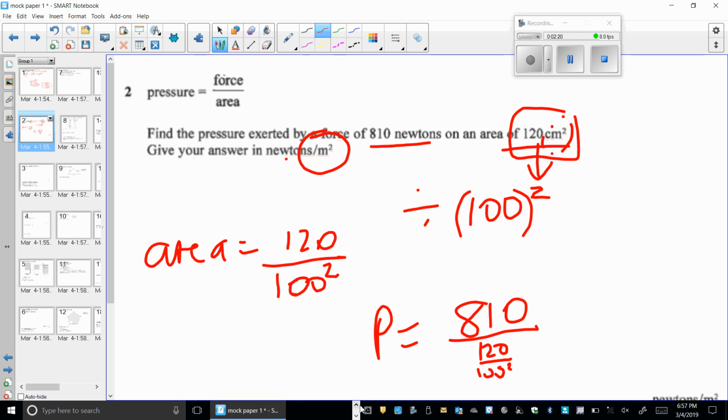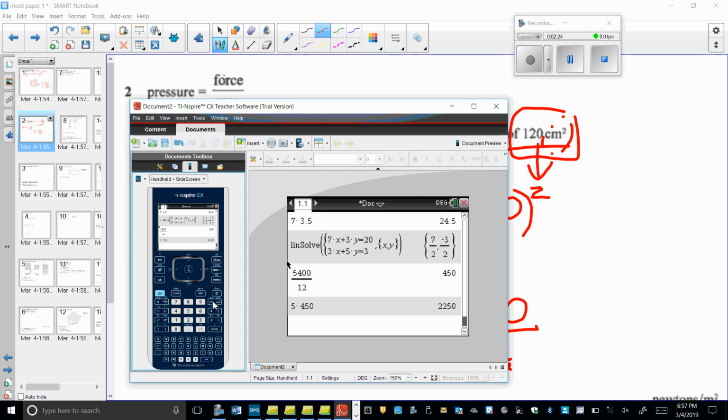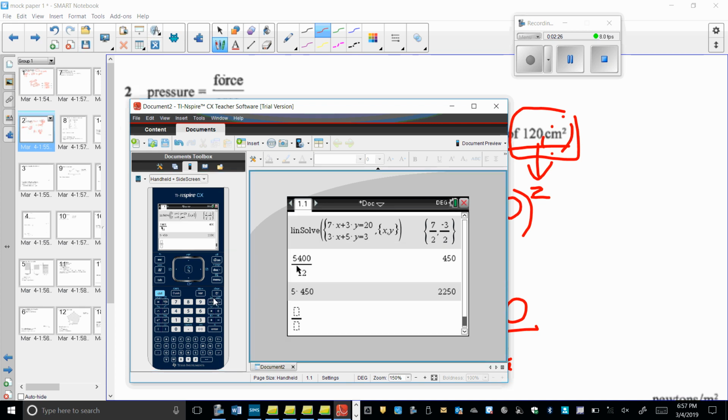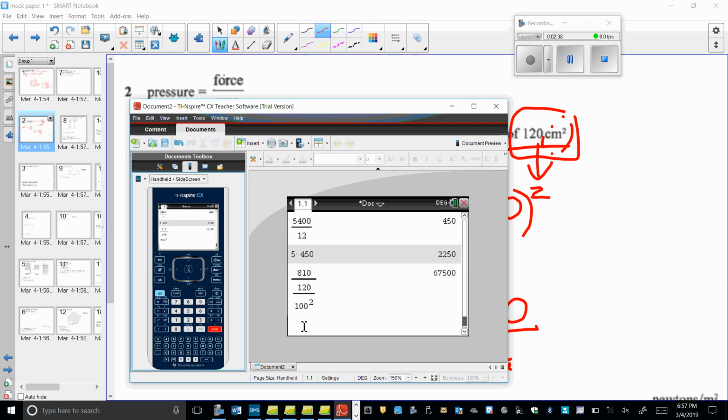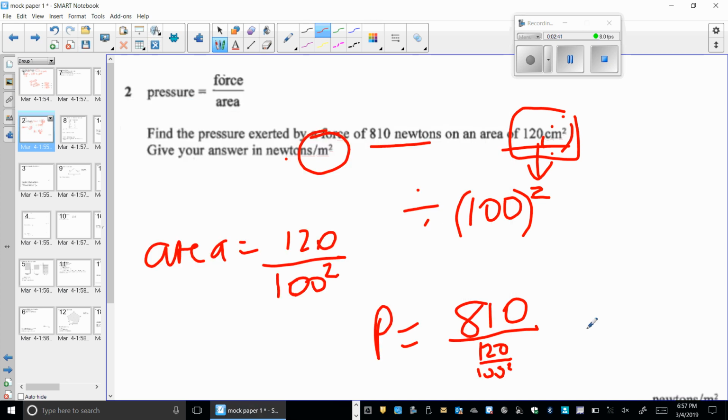So let's put that in the calc as is. 810 over 120 over 100 squared is 67500.